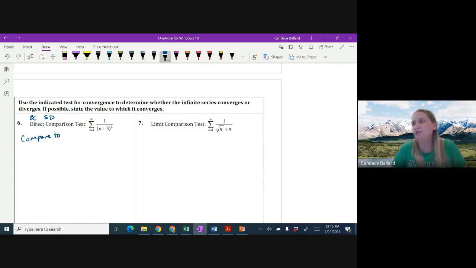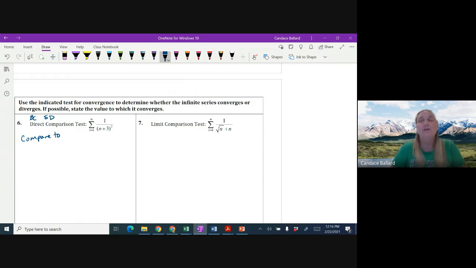Okay, Nate's suggesting 1 over n. Is there anything else I could use? Casey's liking 1 over n. So, okay, so still have trouble figuring out what to compare to.